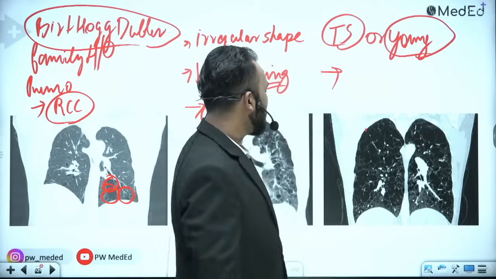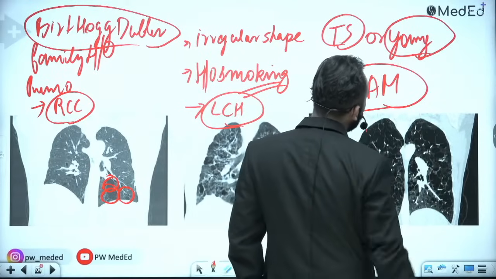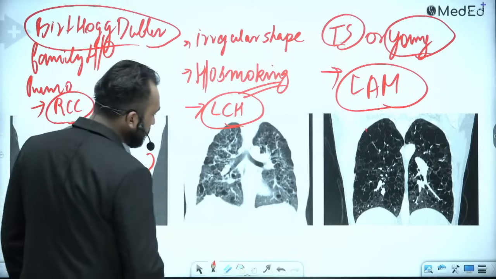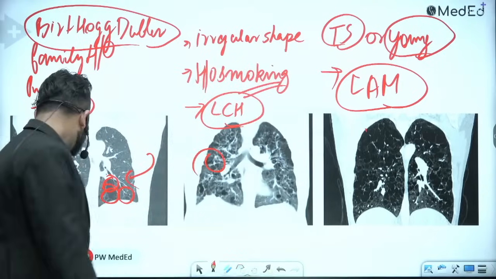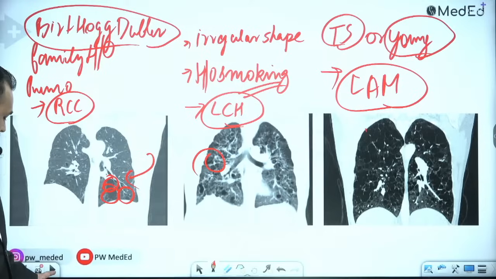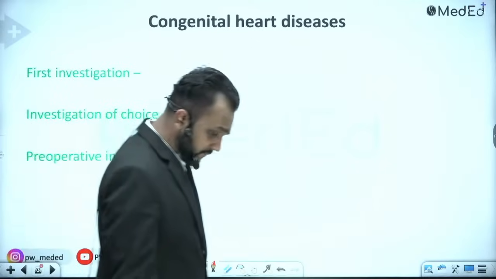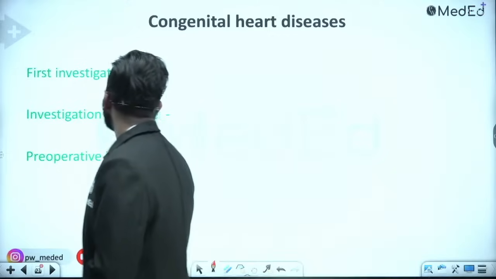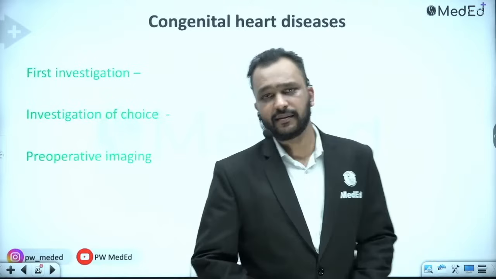It is lymphangiomyomatosis, right? Lower lobe predominant: Birt-Hogg-Dube syndrome. Irregular shaped cyst: LCH. Then multiple well-defined cysts throughout the lung, seen in women of childbearing age or tuberous sclerosis: it will be lymphangiomyomatosis, right? Now looking at the important appearances of the congenital heart diseases.